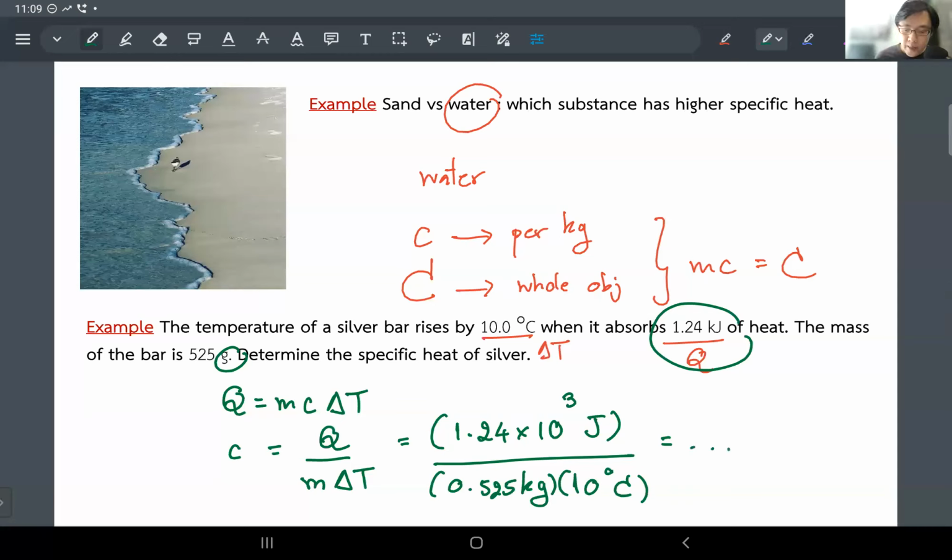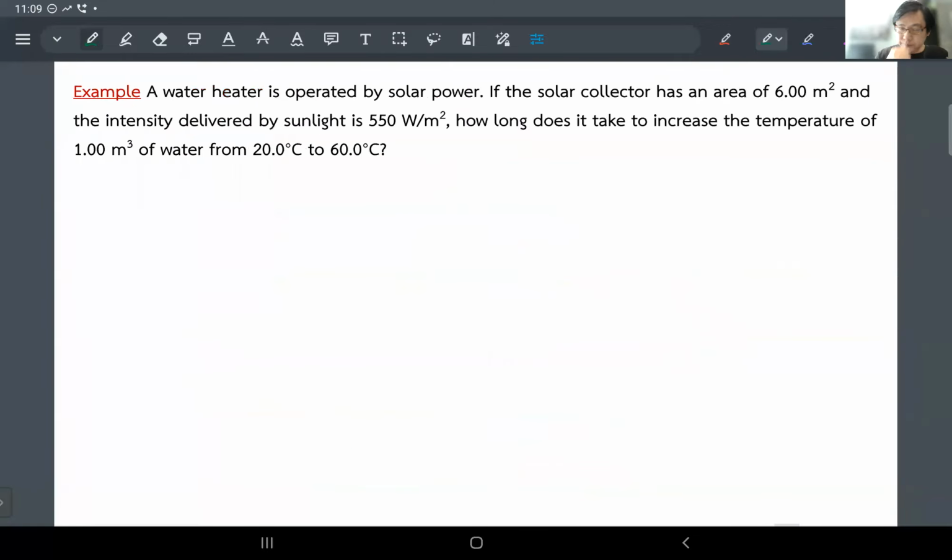No big deal. So what kind of problem can be applied, I mean, in a more practical way? So take a look at this one. I think this is realistic because maybe some of you have already tried some solar energy, maybe. All right, so take a look at this one. A water heater is operated by solar power. Okay. Oh, there's a question here.